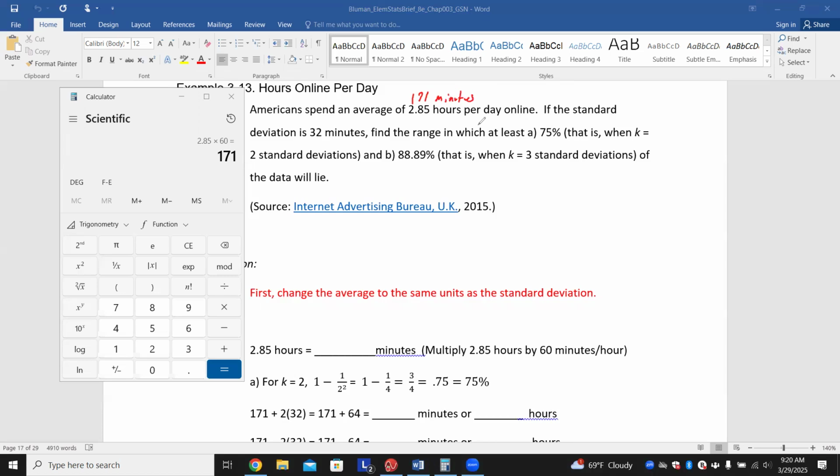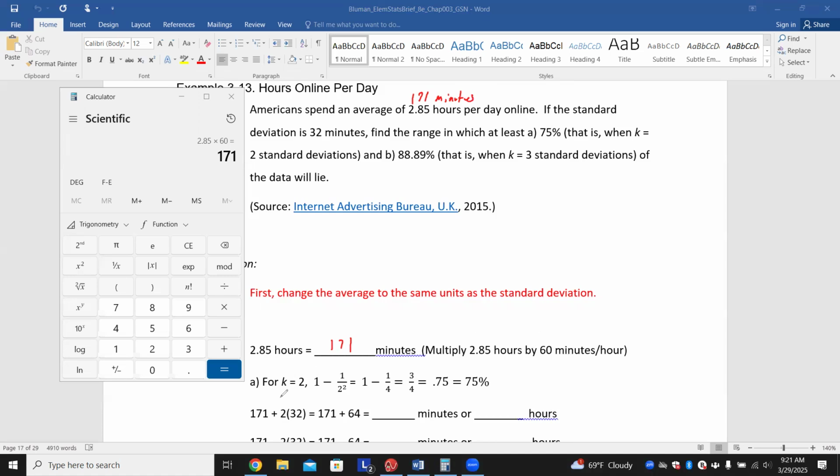If the standard deviation is 32 minutes, we're going to find the range in which at least 75% and 89% of the data will lie. Again, 2.85 hours is 171 minutes, simply by multiplying 2.85 by 60.